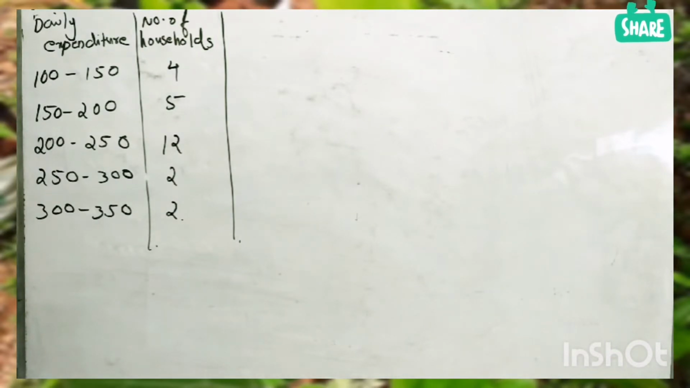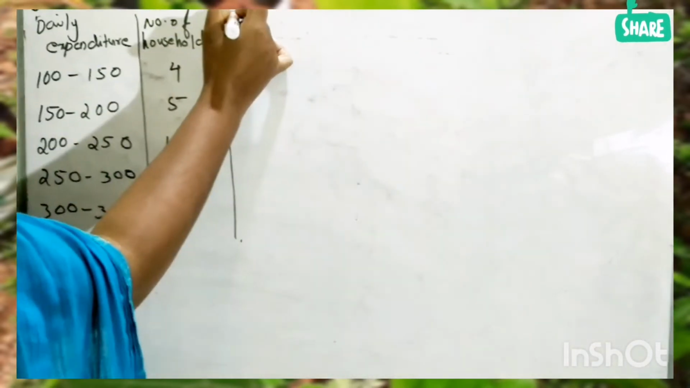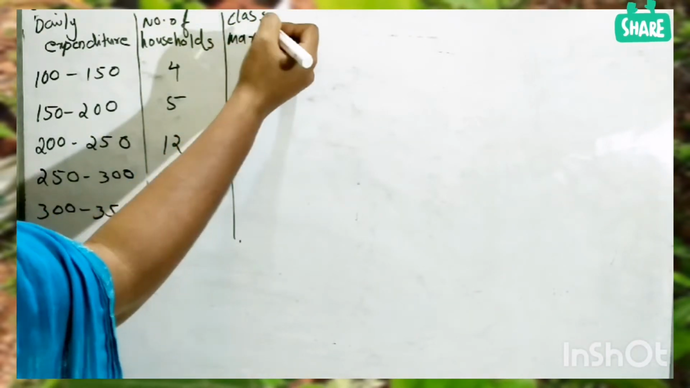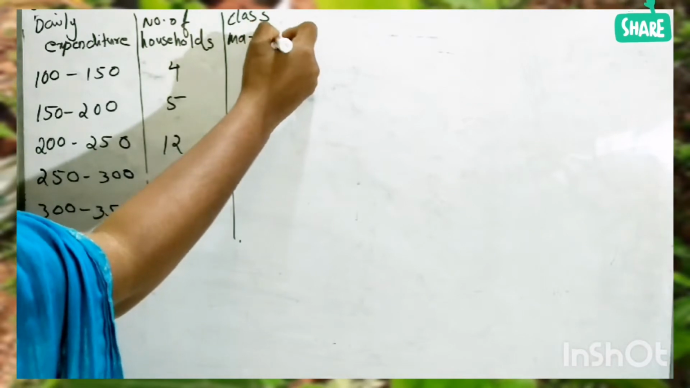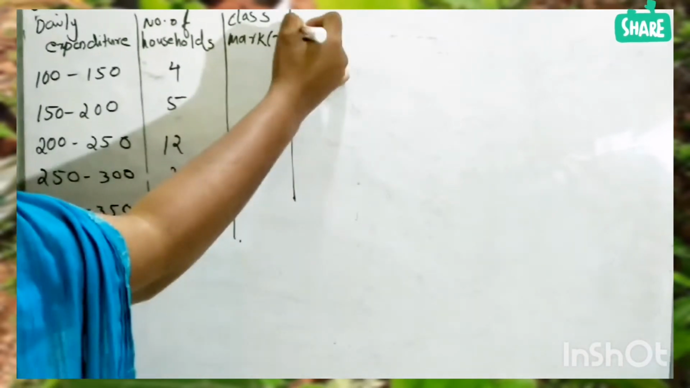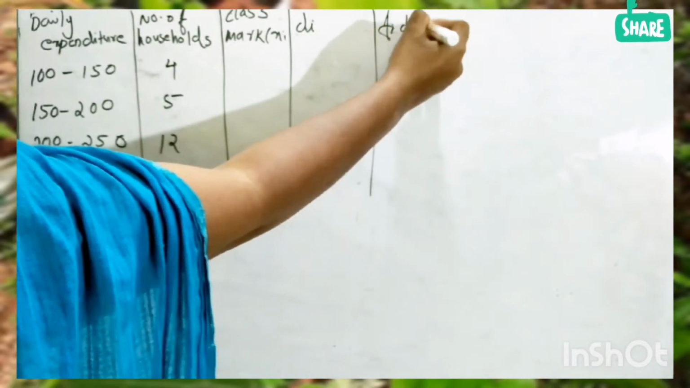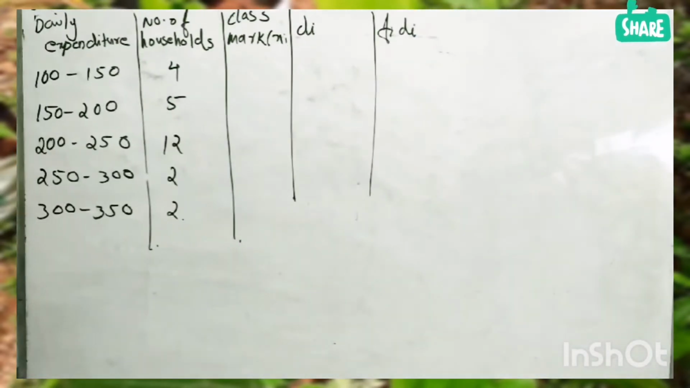Okay, just look at the class intervals. Here we have larger values in the class intervals, so I'm going to use the direct method. Next step, we need to find class mark. Class mark, that is xi, then di, then fi into di.